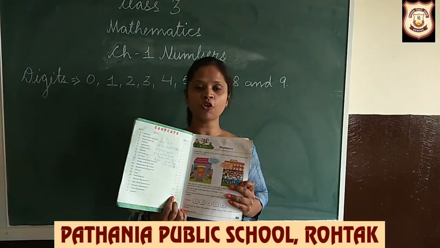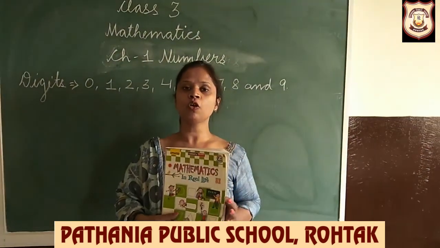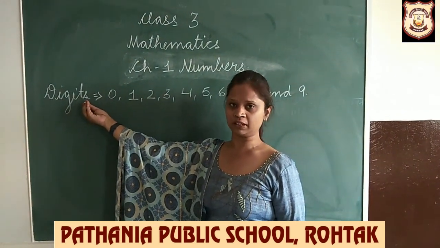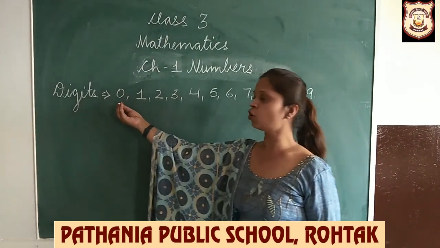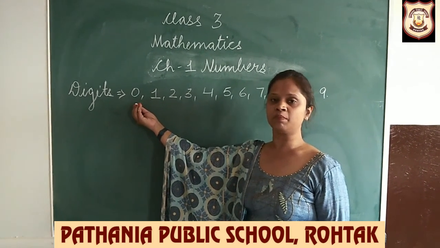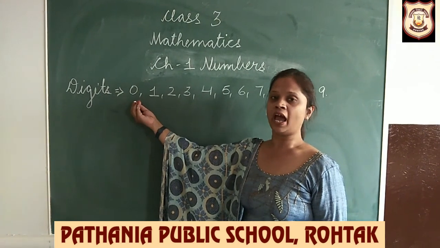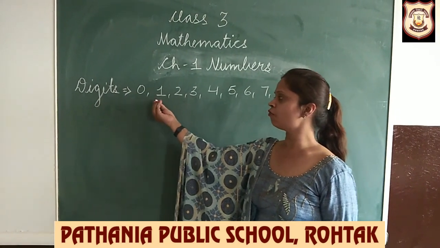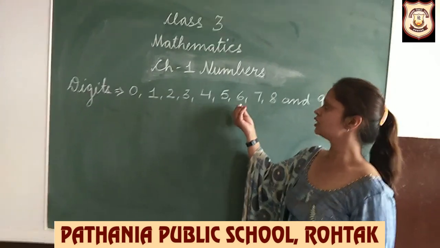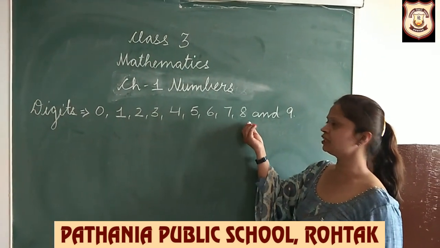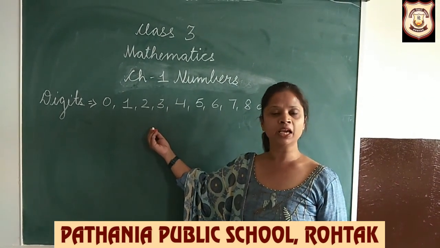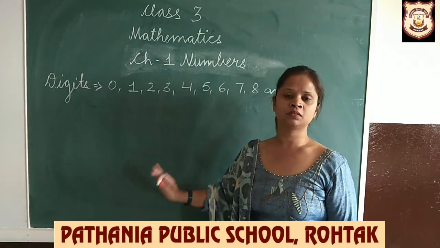But before going to the numbers, I want to introduce the 10 digits which we are having in mathematics. We are having a total of 10 digits in mathematics on which the complete mathematics is based. And these are 0, 1, 2, 3, 4, 5, 6, 7, 8 and 9. By compiling these digits, we can make endless numbers.